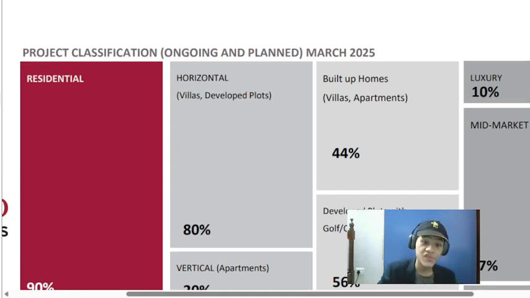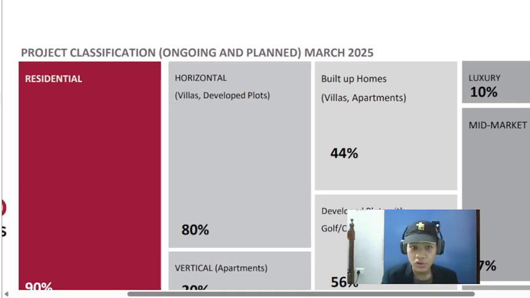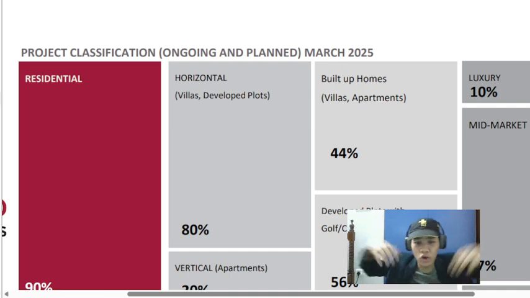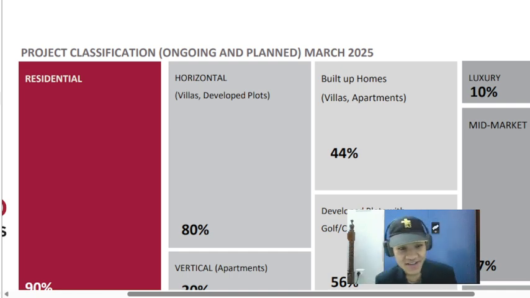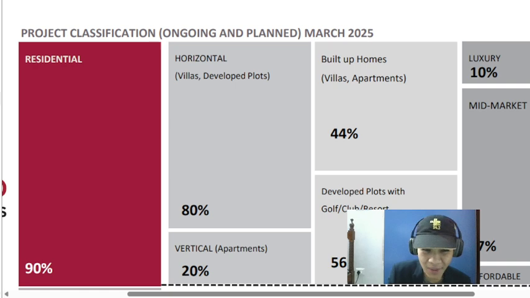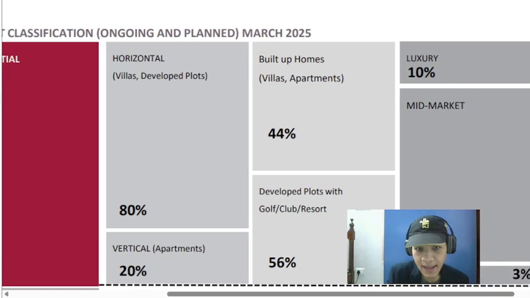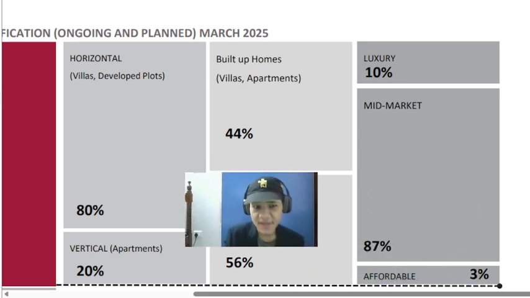Then of the 90% residential, we got 80% horizontal, like villas, developed plots. Again, we saw the plots, huge lands, a lot of houses, golf resorts. Wish I could afford. Got apartments, vertical making up 20%. And they say 87% of projects are mid-market. 10% is luxury and 3% is affordable. 87% mid-market. I guess those houses, they are mid-market. I'm pretty surprised. I guess the apartments they could be referring to, but I don't know.